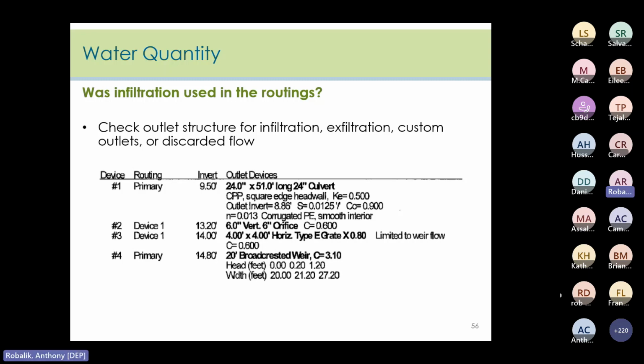The next thing we want to check is if they used infiltration in the model. Generally, when you see infiltration, it's going to show up as infiltration or exfiltration. Sometimes it could show up as a custom outlet or discarded flow. It's usually shown in the outlet structure information, and we can see here that there's nothing like that. So they're not using any infiltration in this case, and that's good. Again, under both the old rule and the current rule, large-scale infiltration basins should not use exfiltration in the routing calcs.